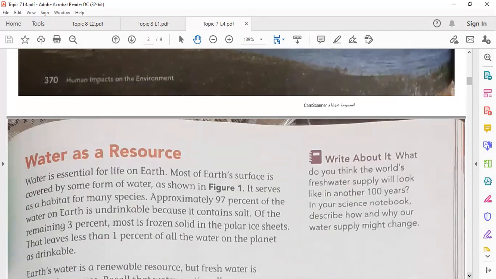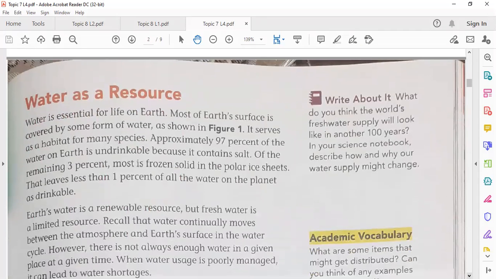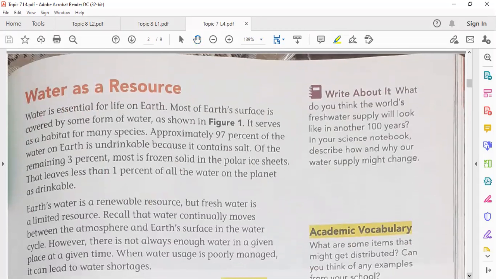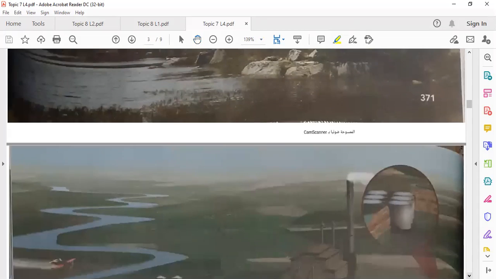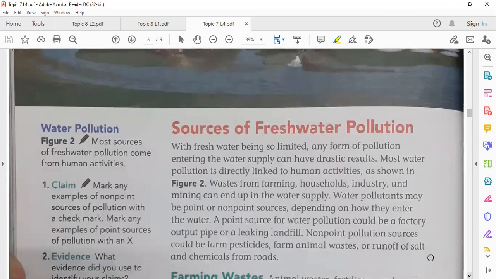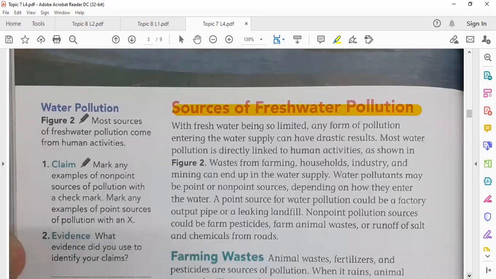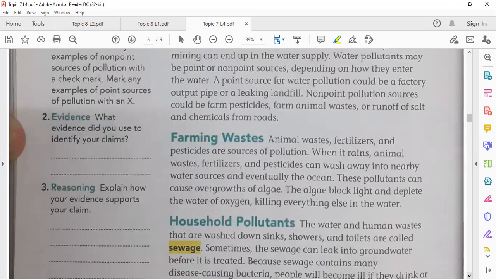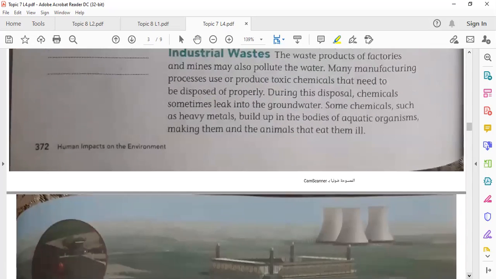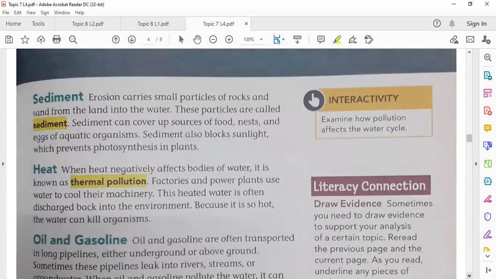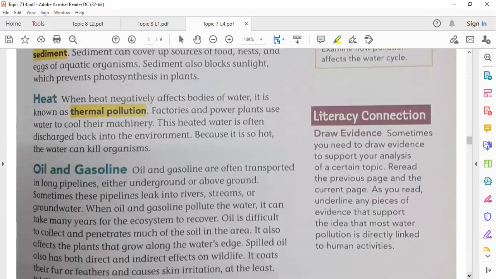Water as a resource. Approximately 97% of the water on Earth is undrinkable because it contains salt. Here we have very important sources of freshwater pollution. What are the sources of freshwater pollution? Farming wastes, household pollutants, sediment, heat, oil and gasoline.